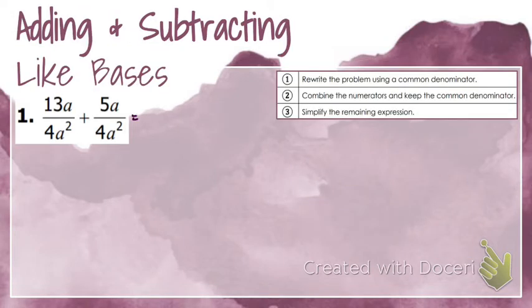So we're going to add or subtract across the top and keep the bottoms the same because we have like bases. So that means this is going to be equal to 13a plus 5a all over 4a squared. 13a plus 5a is 18a over 4a squared. And then we're just going to simplify, which is what we did in our last assignment. So we're going to get 9 over 2a.